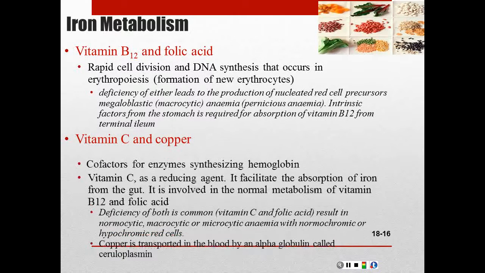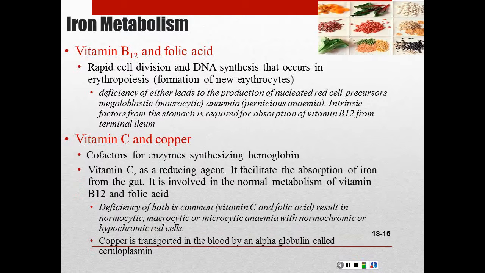Intrinsic factor from the stomach is required for absorption of vitamin B12 from the terminal ileum. Vitamin C and copper are cofactors for enzymes synthesizing hemoglobin. Vitamin C is like a reducing agent. It facilitates the absorption of iron from the gut. It is involved in the normal metabolism of vitamin B12 and folic acid.